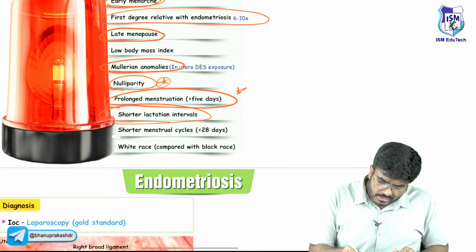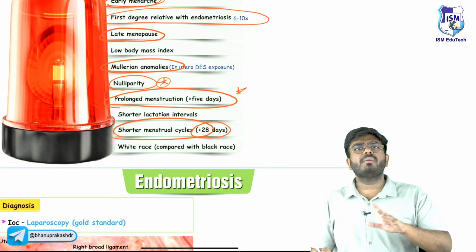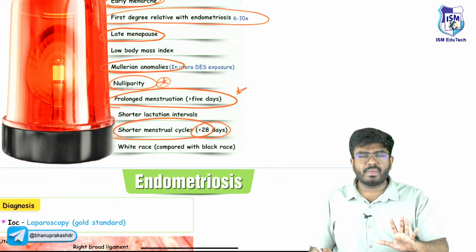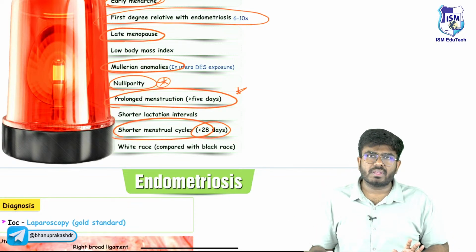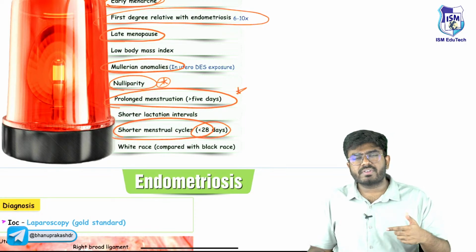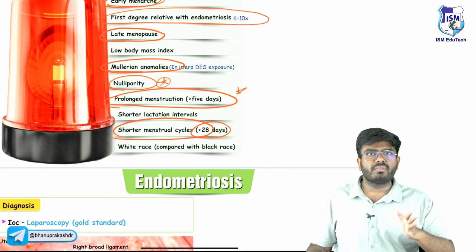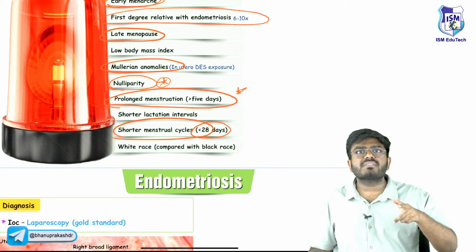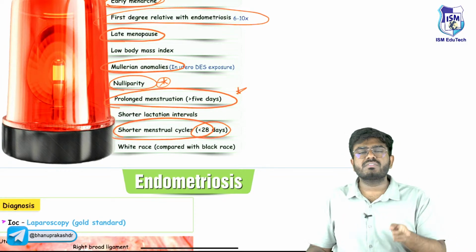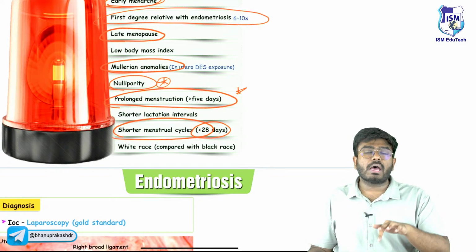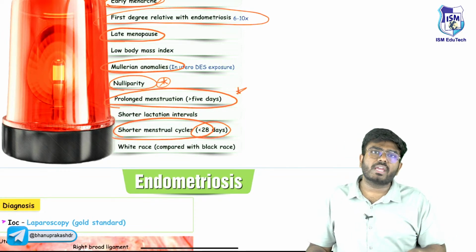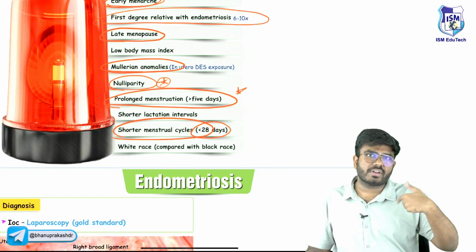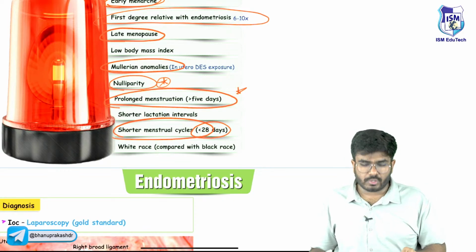And shorter menstrual cycles. A female has to menstruate once in every 28 days, like once every month. If she is having menses every 15 days, for example, the number of cycles is doubled. In a year she was supposed to menstruate 12 times, but now if she is having cycles every 15 days, she will menstruate 24 times. More cycles means more chances of retrograde menstruation, more chances of endometriosis.